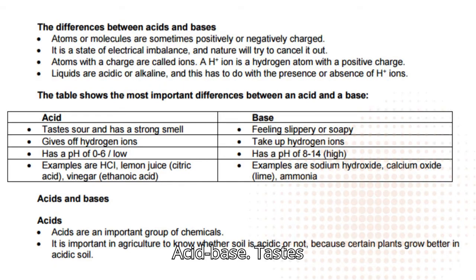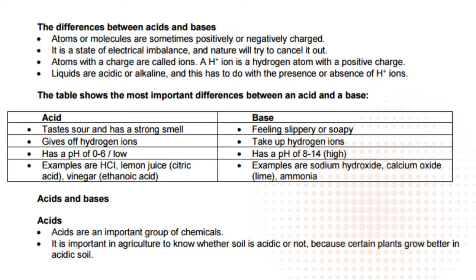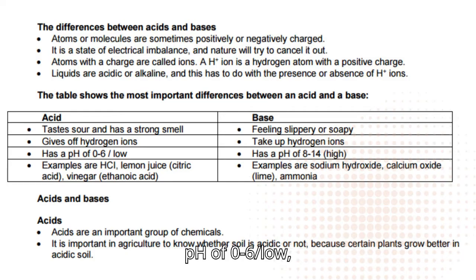Acid, base. Tastes sour and has a strong smell, or feeling slippery or soapy. Gives off hydrogen ions, takes up hydrogen ions. Has a pH of 0 to 6, low; has a pH of 8 to 14, high. Examples are HCl, lemon juice, citric acid, vinegar, ethanoic acid. Examples are sodium hydroxide, calcium oxide, lime, ammonia.